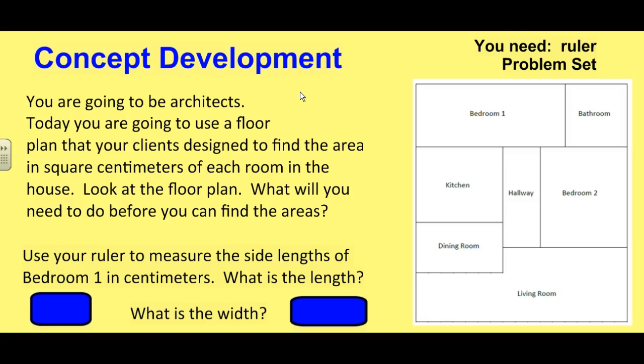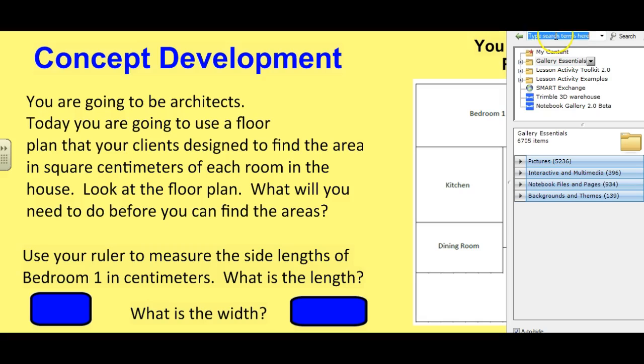So you're going to be using your ruler, and you're going to measure the side lengths of bedroom 1 in centimeters, and you're going to find the length of bedroom 1 and the width. Remember, the length is going this way right here. So you're going to find that side length, and then you're going to find the width of the bedroom, which is going this way. And I'm going to show you, I'm going to pull up my ruler.